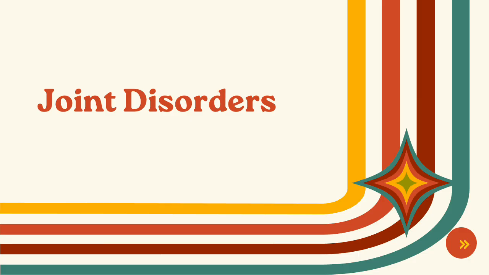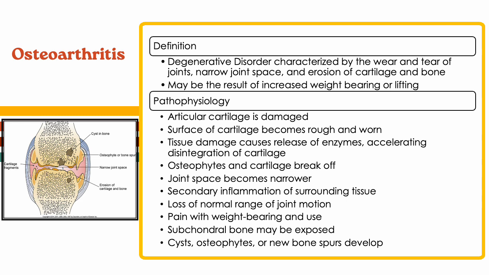Next, we have our joint disorders. Okay, this is osteoarthritis, so don't get this one confused with osteomyelitis. That's a little bit different. Osteoarthritis is a joint disorder that is degenerative, and it is characterized by the wear and tear of your joints. You may have narrow joint space due to the decrease in your synovial fluid, or you may even have erosion of cartilage and bone, and it could be the result of increased weight bearing or lifting. Sometimes it does happen secondary to gaining weight.